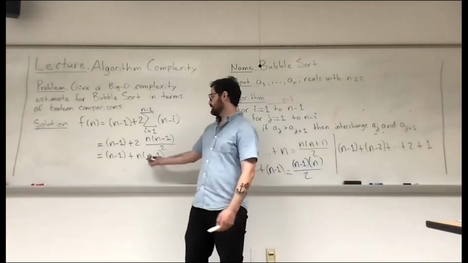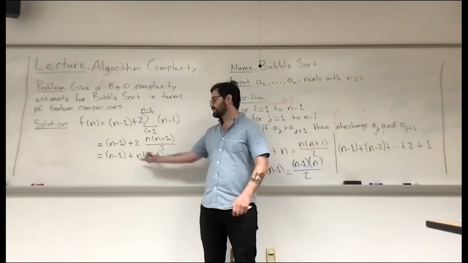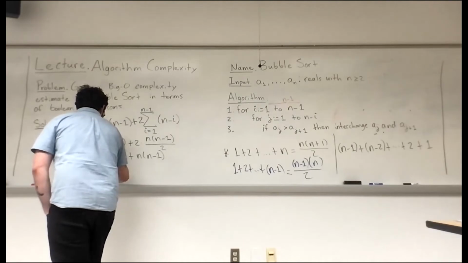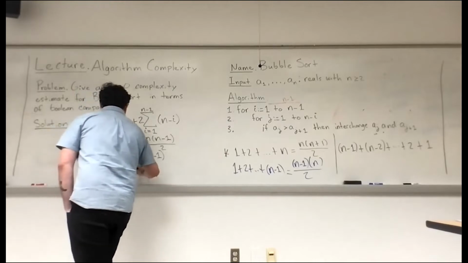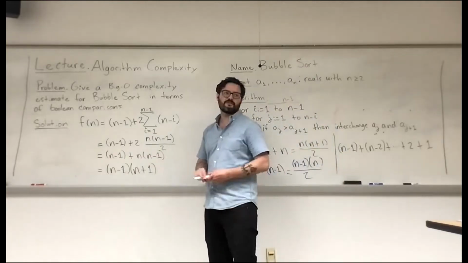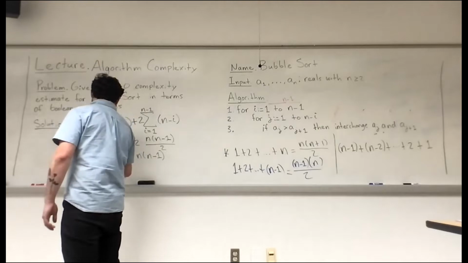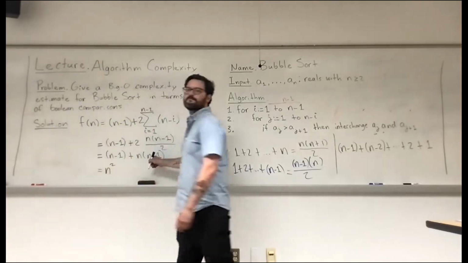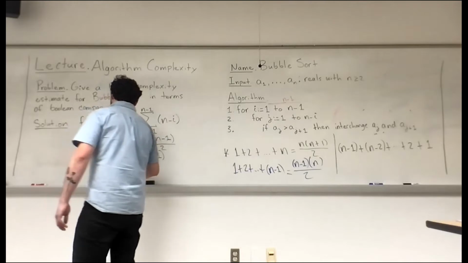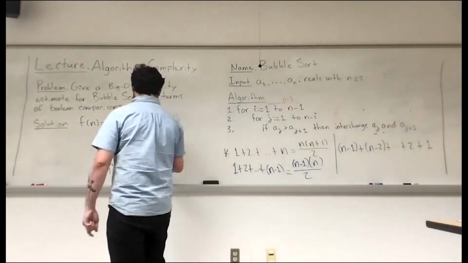How many n minus 1 terms do you have? n plus 1 of them. Just collect by terms. Or if you want, factor out n minus 1. So this is equal to n minus 1 times n plus 1. Or just distribute in. Maybe it'd be easier to distribute in actually. So n times n is n squared, then minus n plus n, those go away. n squared minus one. So the big O estimate for bubble sort.